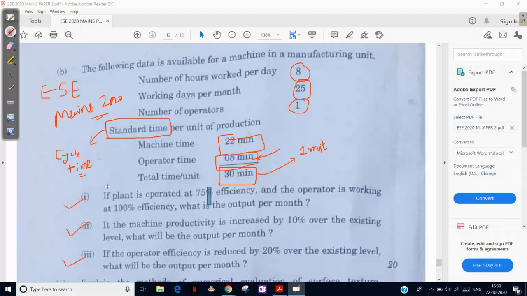The first case we will discuss is if the plant is operated at 75% efficiency and the operator is working at 100% efficiency. Here there will be some confusion for some students, but let me clear it up. And we have to find what the output per month is.